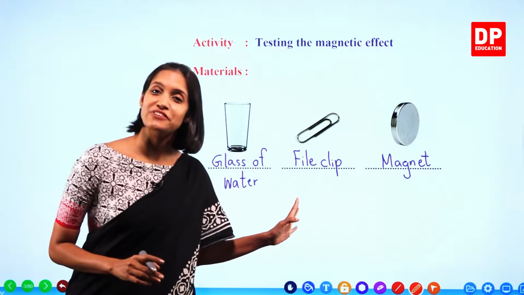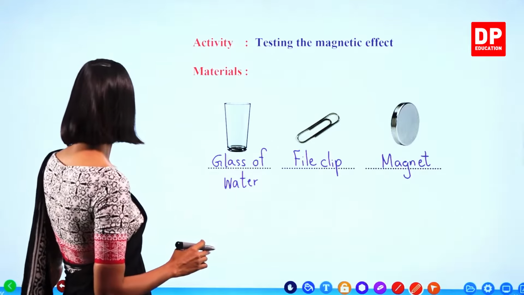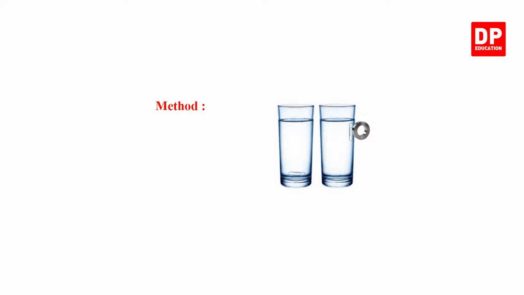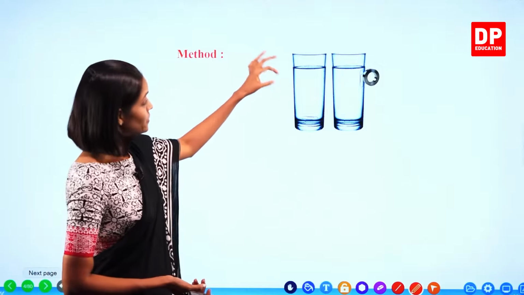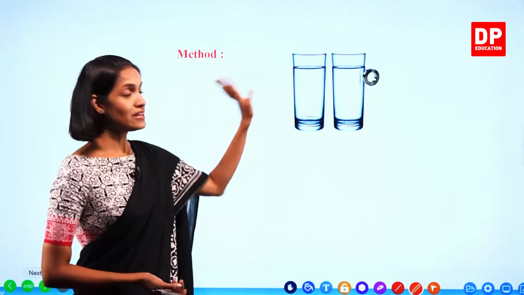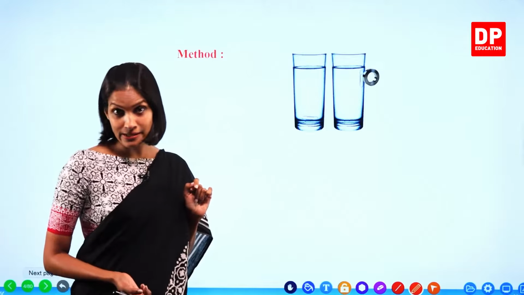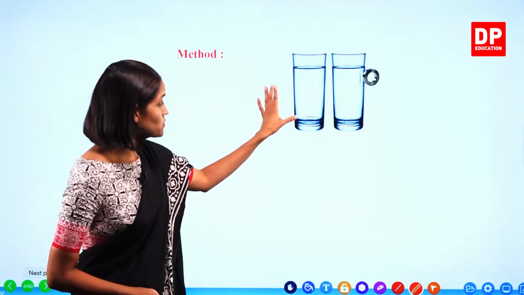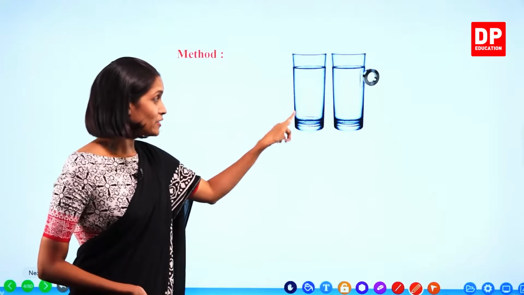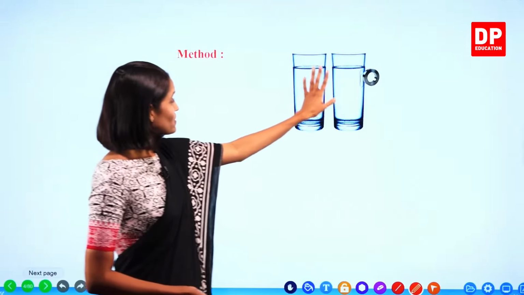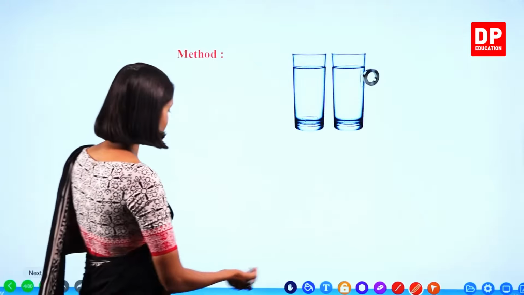How to do this activity? Let's see. Look at this, children. First of all, you have to put this file clip into the glass of water. And now how to take out this file clip? We are not going to spill this water out. We are not going to put our hands in. We are going to take this file clip out using a magnet. Understand, children? So we will write the steps of these things.